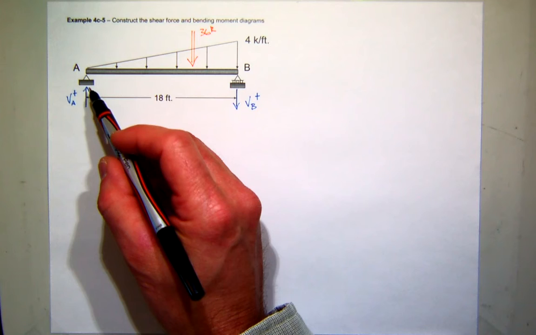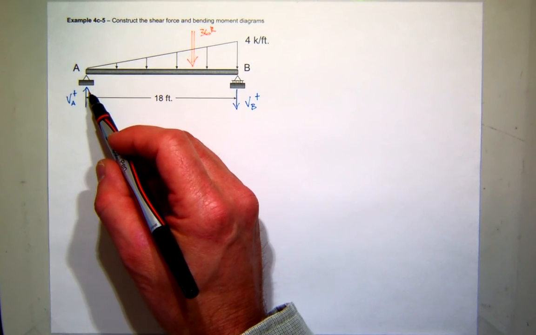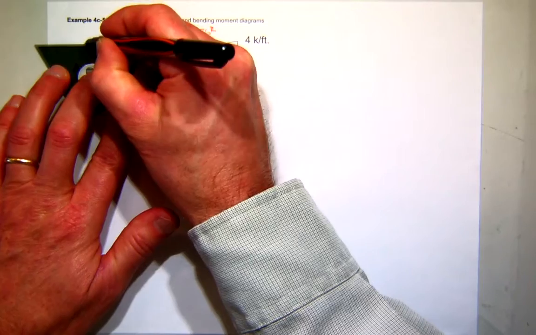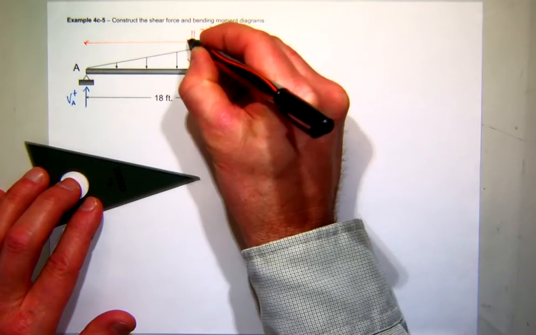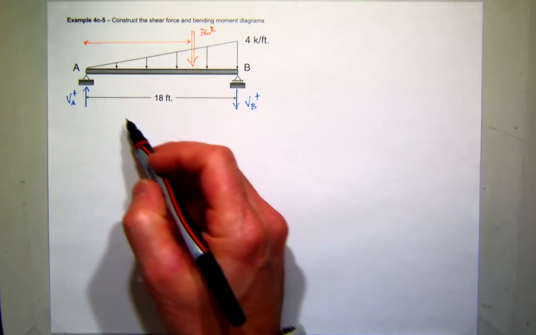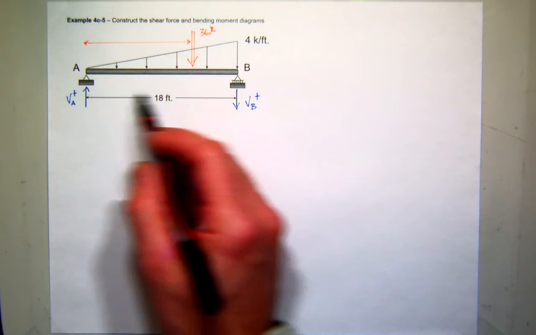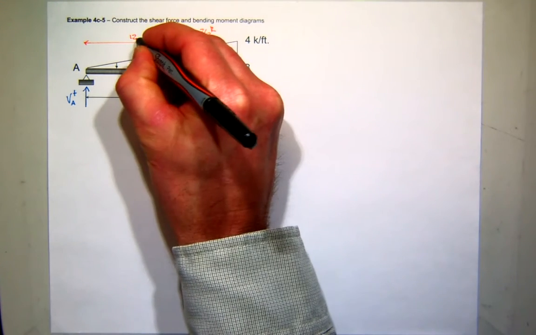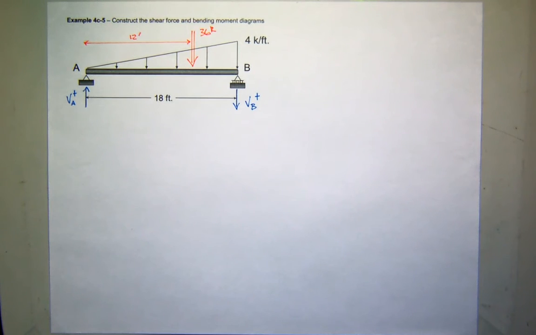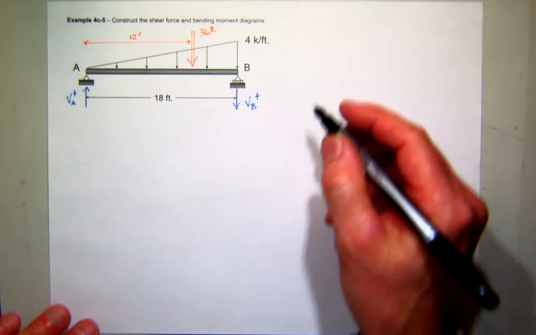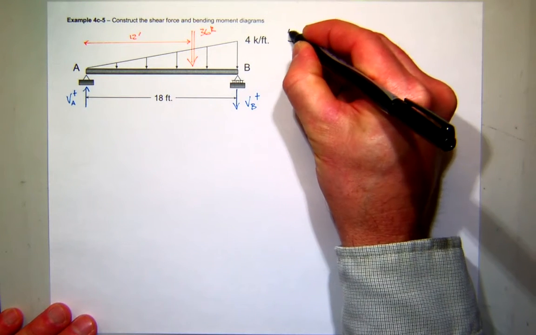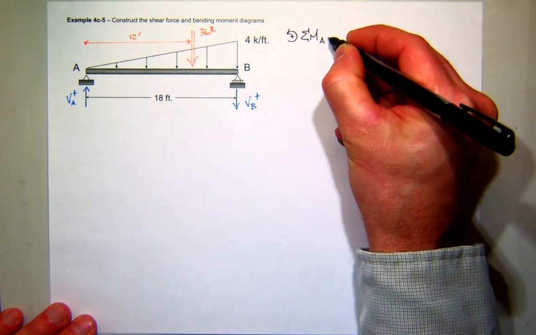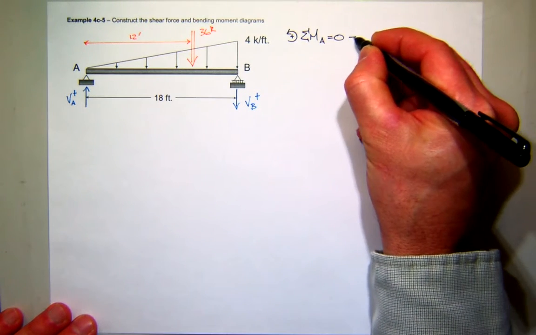I'm going to decide to sum moments about A, no particular reason. But when I do that, I'll want to know the distance from A to that force. And what will that distance be? Yeah, it'll be 2/3 of the base, and 2/3 of 18 is 12. So I have all the pieces I need. So let's come over here and sum moments about A. Make sure it's in equilibrium.